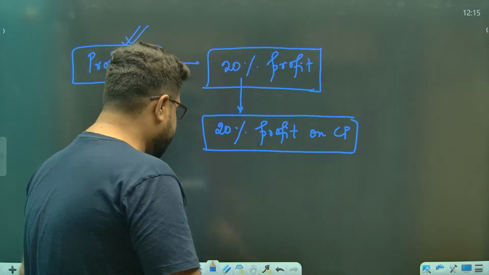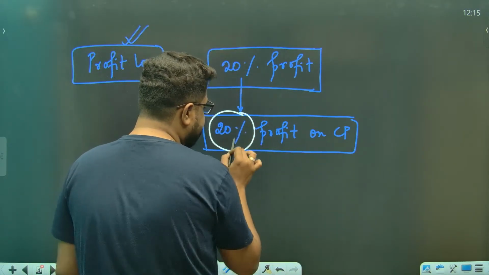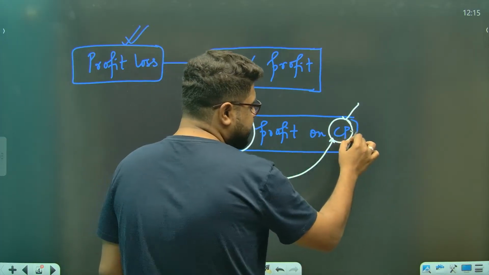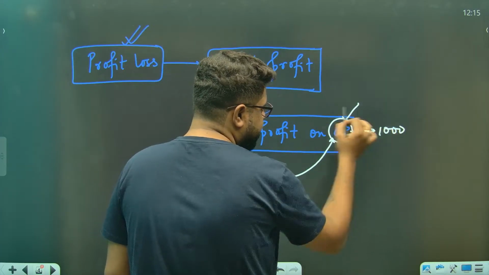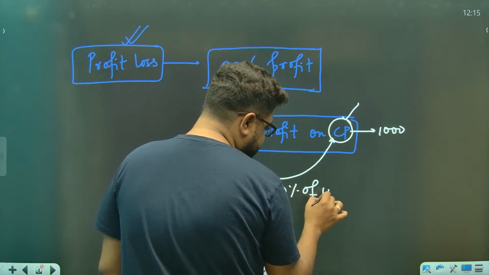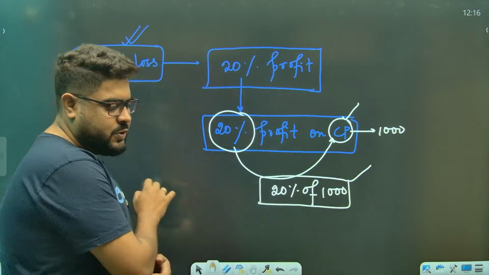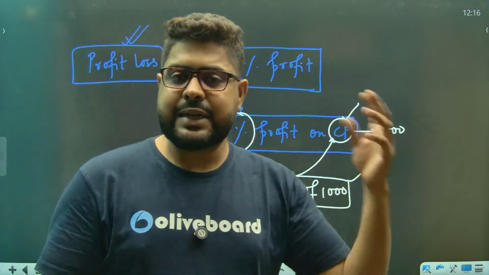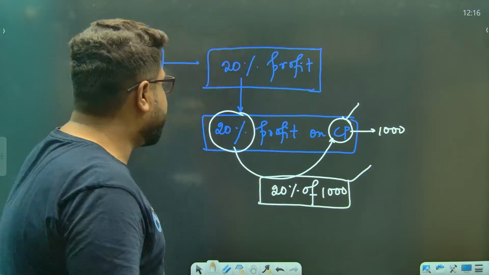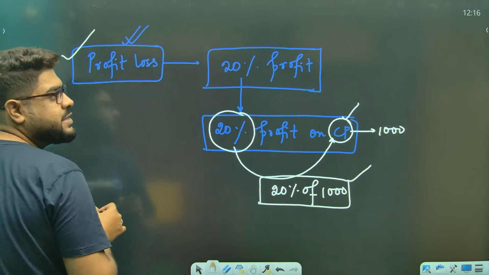So the calculation here, you see, is a simple percentage calculation on whatever the CP is given. Let's say CP is given as 1000. Then the calculation will be 20% of 1000. This is nothing but a percentage question. So everywhere, profit and loss is a pure and simple percentage based chapter.